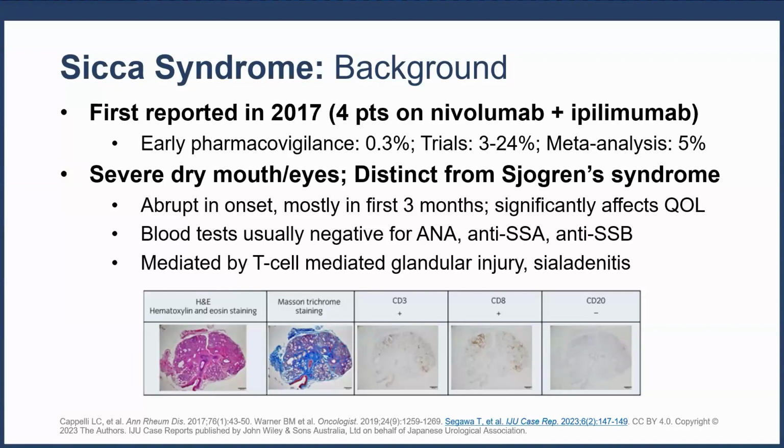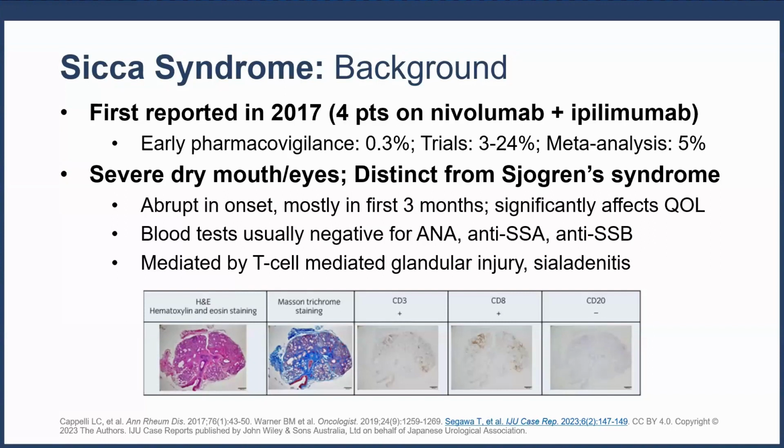Something also interesting that we don't see with Sicca syndrome are any of the traditional blood tests that we usually use for diagnosing Sjogren's syndrome. And these are antibody tests that you see listed here with ANA, anti-SSA, and anti-SSB. Those are usually what would point to a diagnosis of Sjogren's syndrome, and we do not see positivity here with Sicca syndrome. And finally, one of the biggest things, I think, is that Sjogren's syndrome is traditionally a B-cell mediated type of autoimmune disorder, whereas Sicca syndrome is primarily driven and mediated by T-cell driven glandular injury and inflammation.